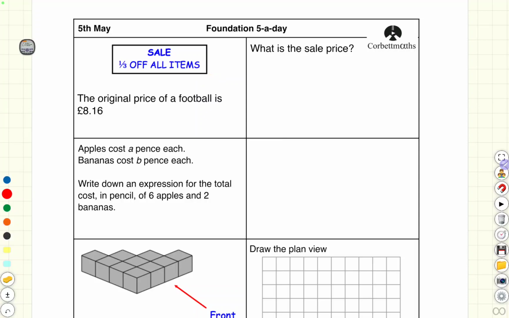So we've got a sale with one third off all items. The original price of a football is £8.16. So we want a third off this. So we need to find a third of this first. So £8.16. To find a third, we divide by 3.